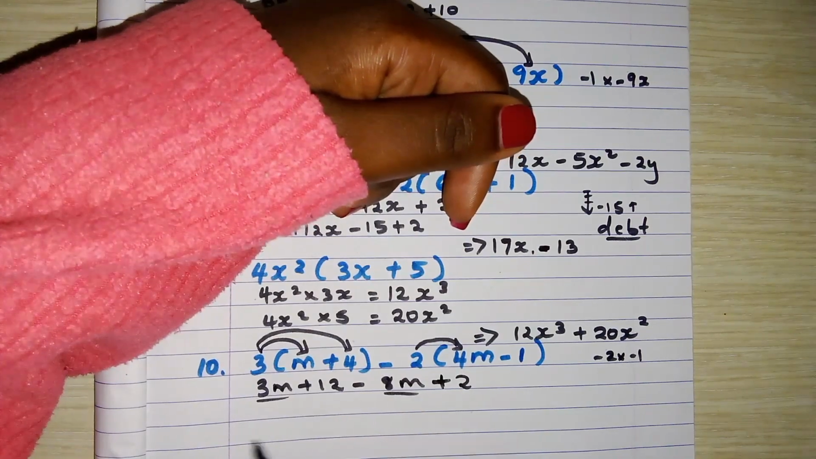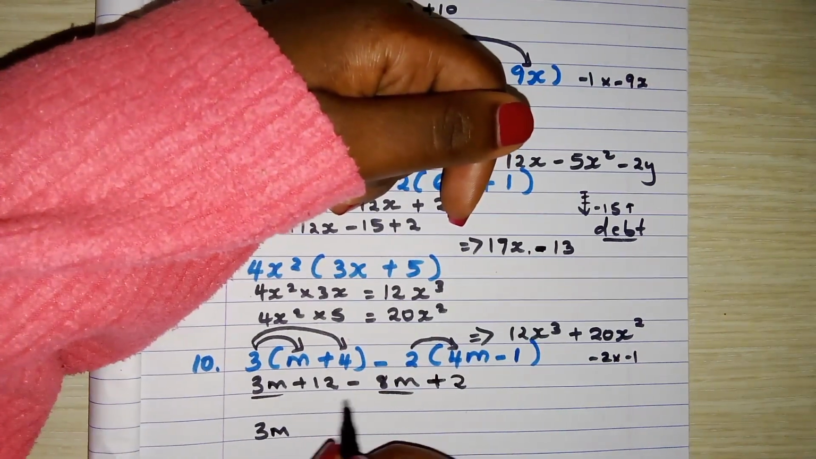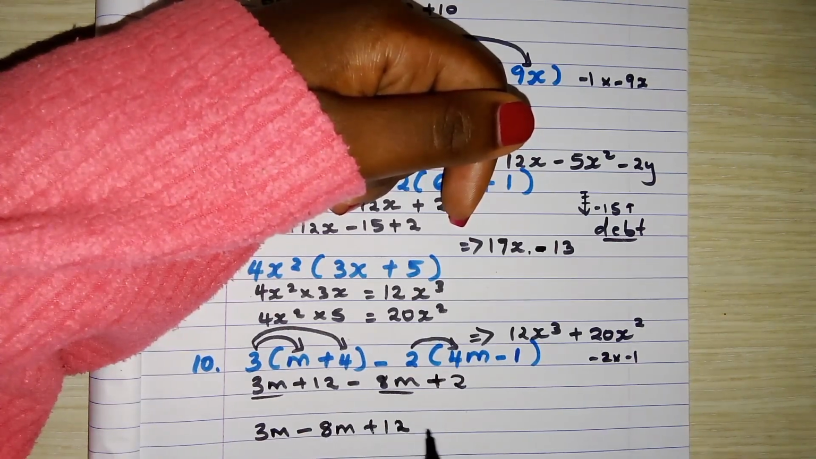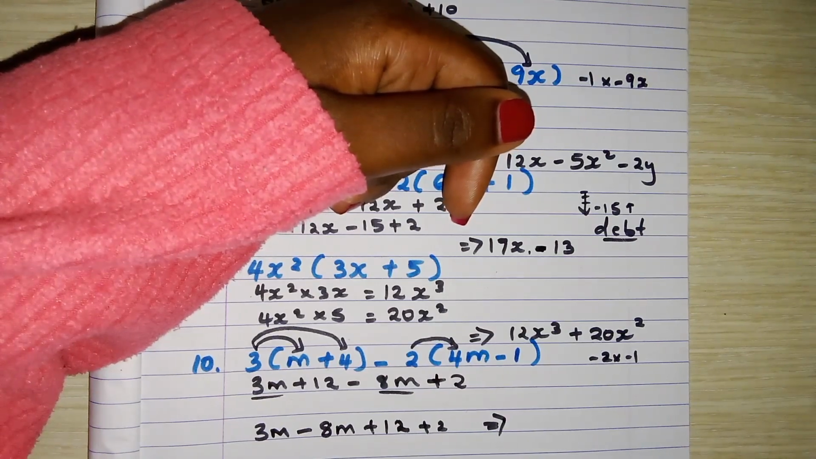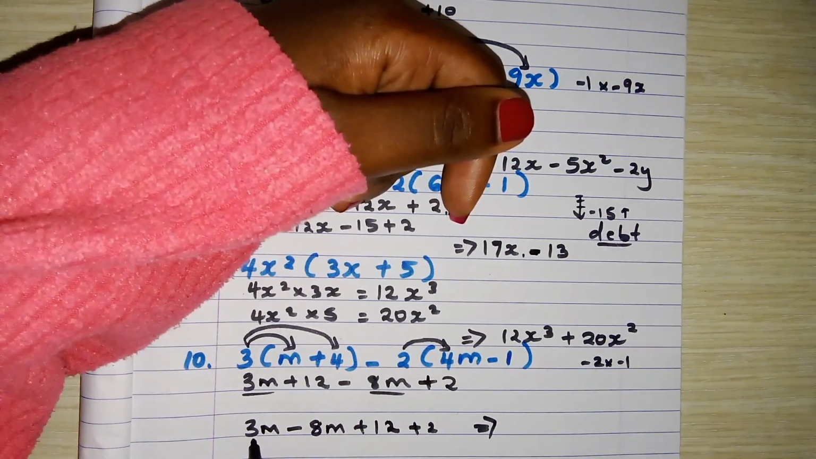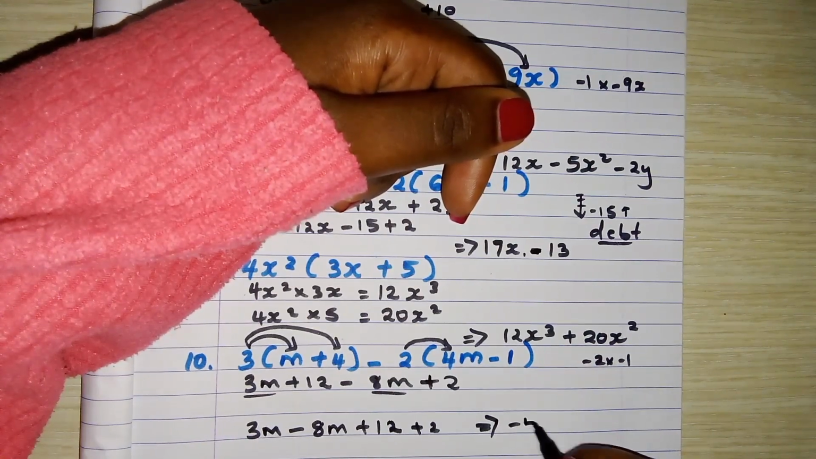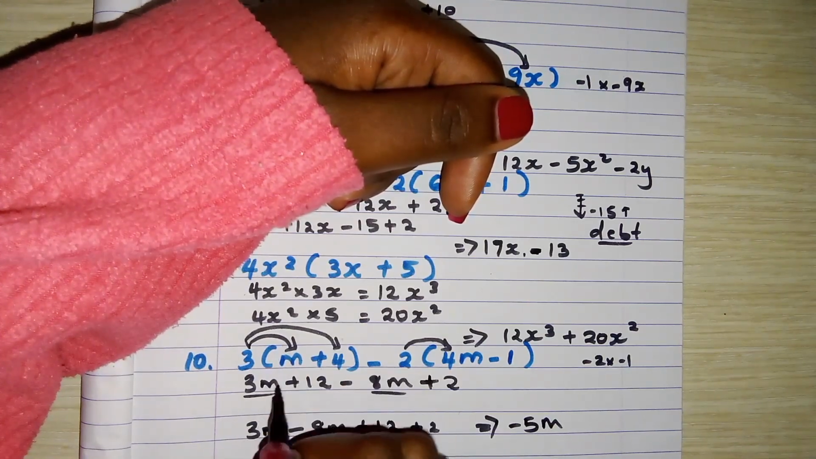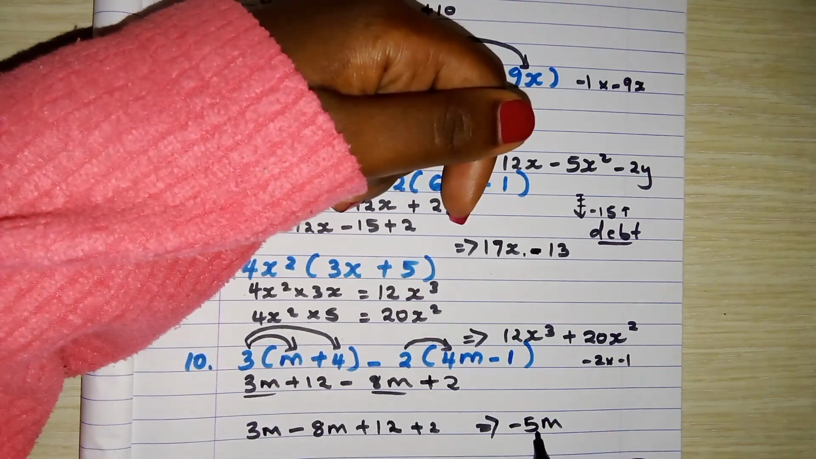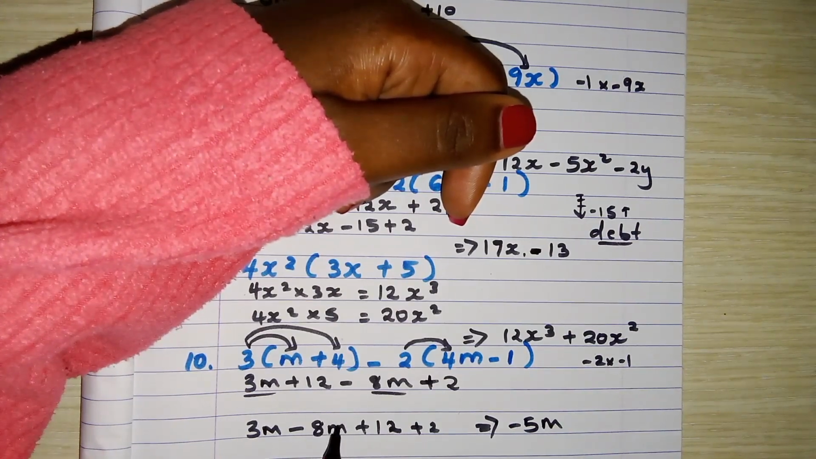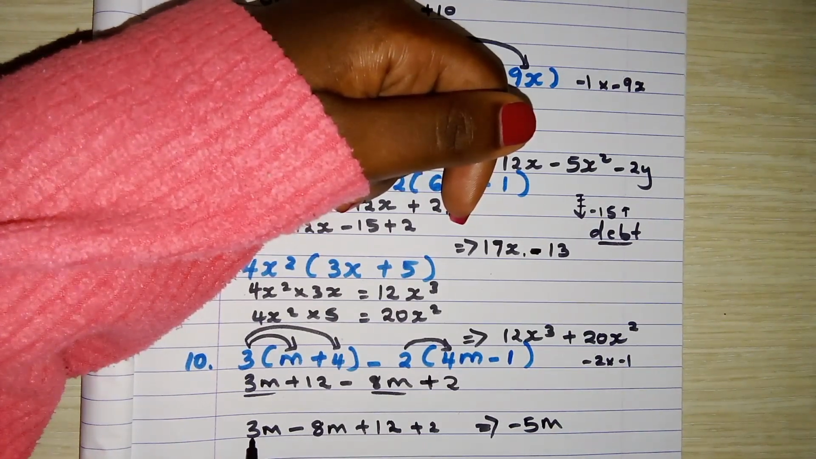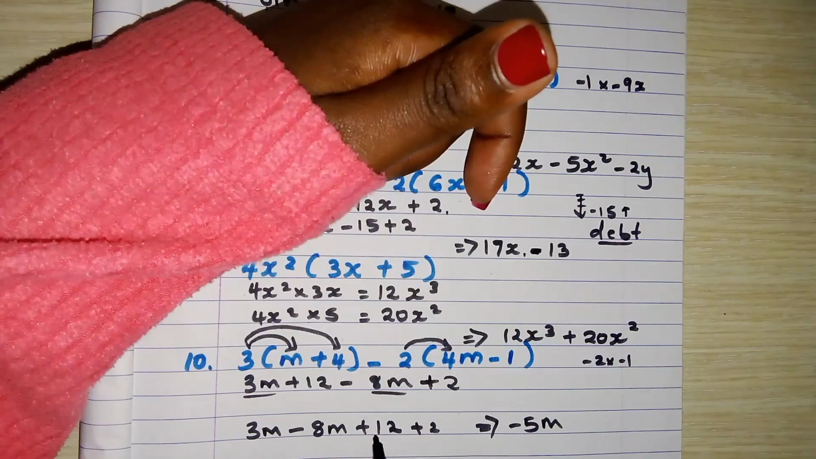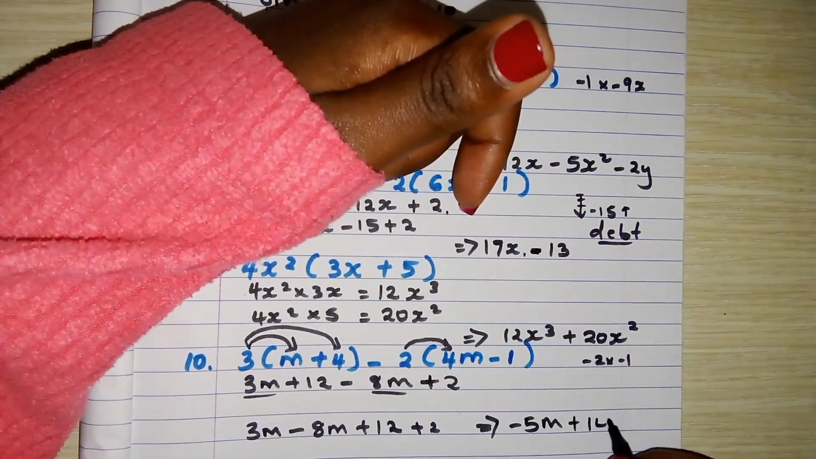Like terms together, we have 3m. Remember to take the sign before the number: minus 8m, plus 12, plus 2. So once again, 3 and then negative 8 will be negative 5m. So you're in the pool at negative 8, and then you go up 3 steps, you will be at negative 5m. Or you owe someone 8 shillings or 8 pounds, and you pay 3 pounds. So at the end of the day, you still owe them 5 Kenyan shillings or 5 pounds. Now 12 plus 2 is plus 14.